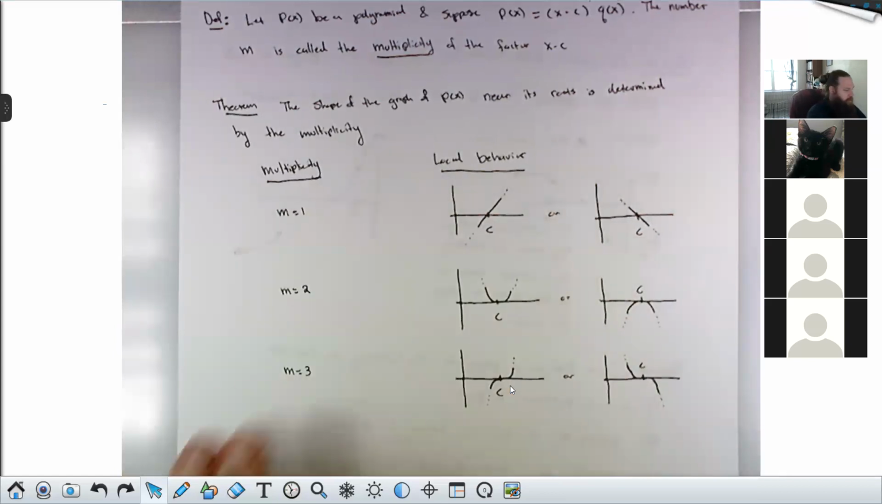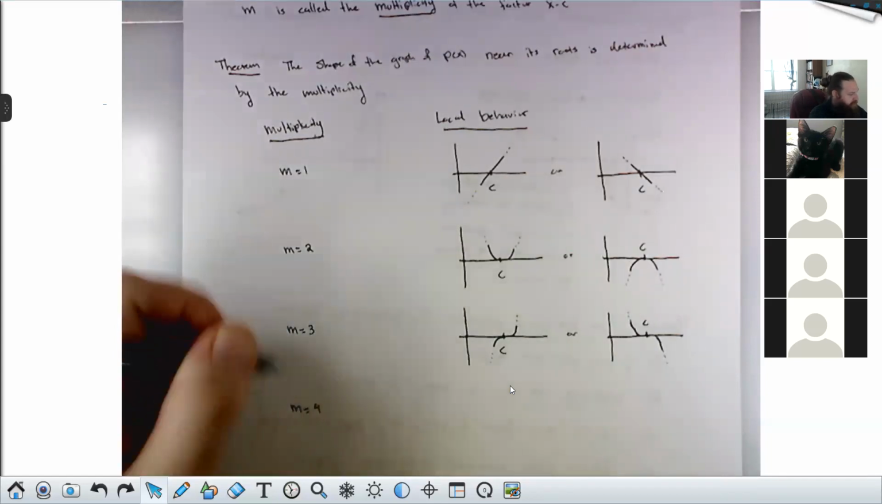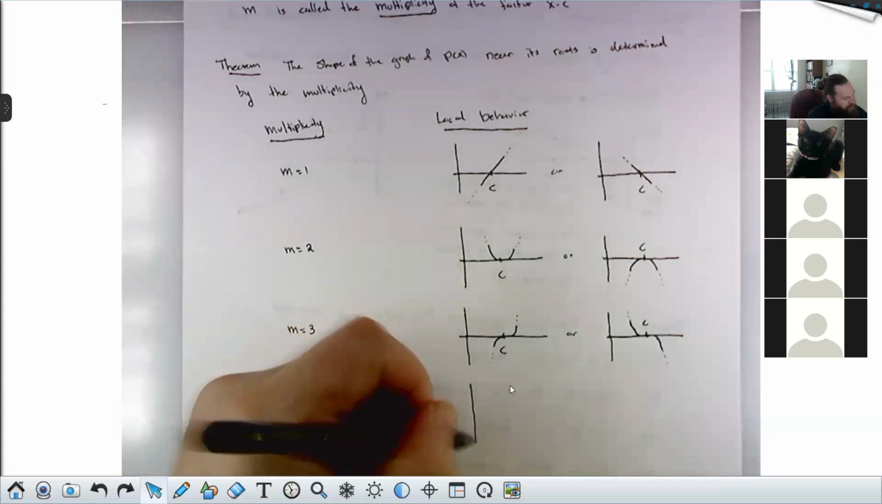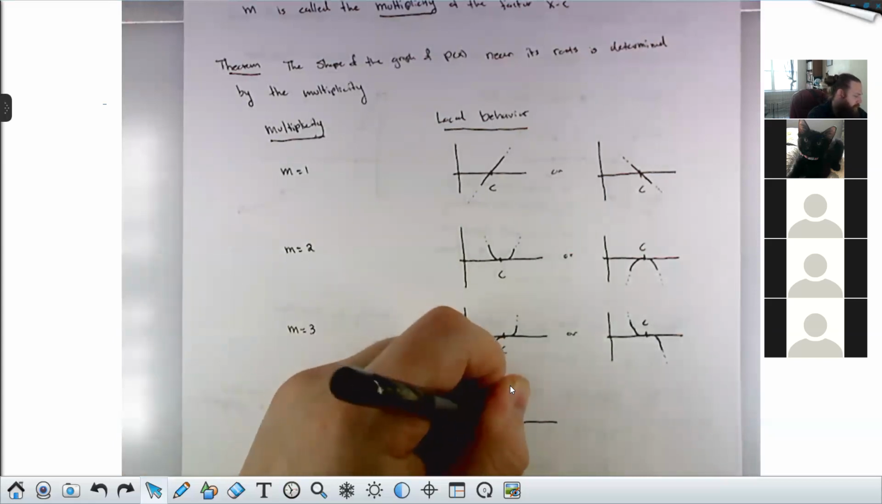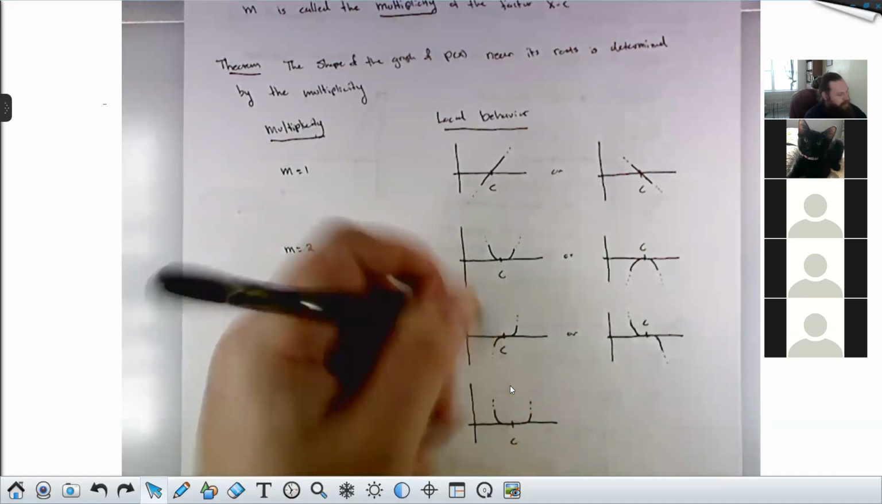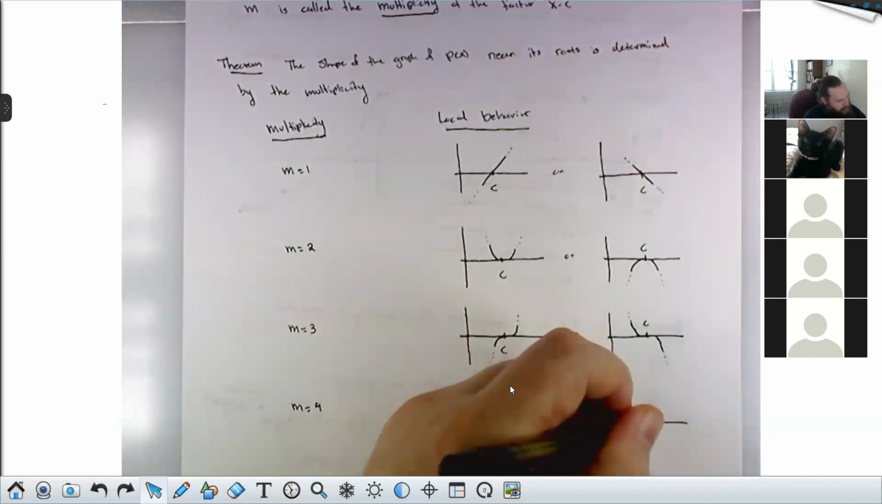I'll show you the m equals 4. I don't think we'll see any higher multiplicity things, but that's the idea, that it looks like the similar power function. So the m equals 4 multiplicity is going to look a lot like x to the 4 looks near 0. It's that flattened out parabola, or that flattened out upside down parabola type shape.